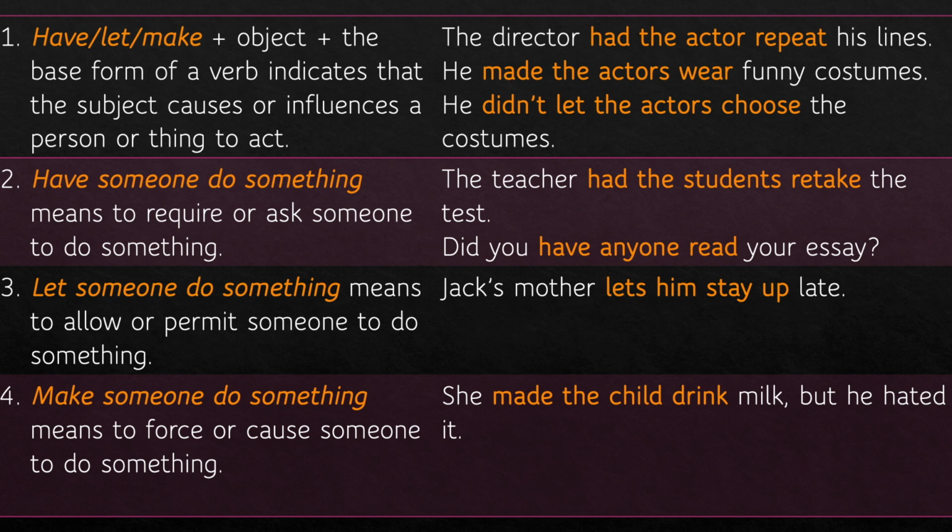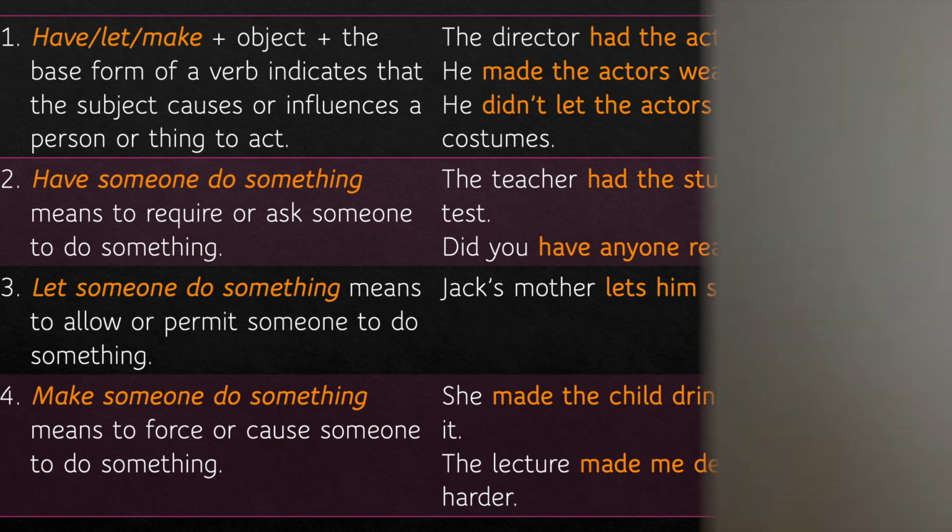This makes me think of my mother. She used to punish me sometimes by making me take a spoonful of castor oil. It was so nasty, but it was supposed to be a healthy thing to do. I don't know if it really was. Anyway, another example is, the lecture made me decide to study harder. This one's a little different in meaning. The person making the lecture isn't forcing you to study harder, but that person is influencing you to study harder.